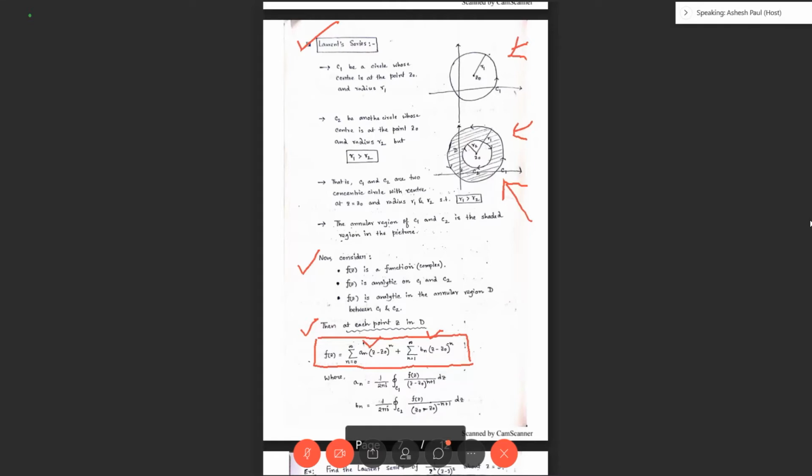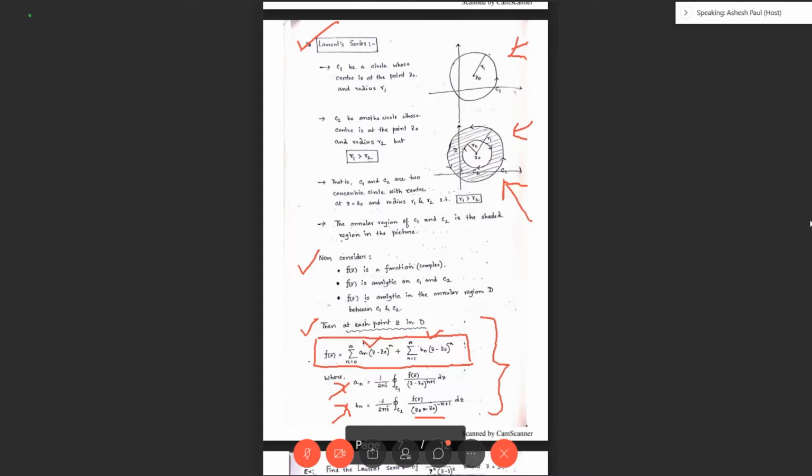Here, n runs from 1 to infinity of bn (z minus z0) to the power minus n. Now the coefficients an and bn are given by these two integrals. The first one, an, is given by 1 by 2 pi i, the integration over C1 of f(z) by (z minus z0) to the power n plus 1 dz, and bn is given by 1 by 2 pi i, the integration over C2 of f(z) by (z minus z0). Here is a little printing mistake. This will be (z minus z0) to the power minus n plus 1 dz. So this whole thing is called the Laurent series expansion of the function f(z).